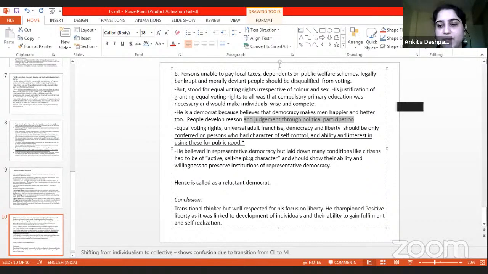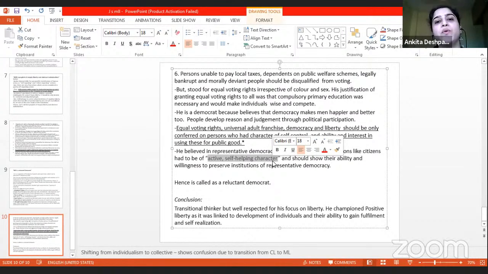So he believed in representative democracy, but laid down many conditions, like citizens have to be active and self-helping in character and should show their ability and willingness to preserve the institutions of representative democracy. Even if I'm not going to directly participate in the process of democracy, I'm going to vote. And if I'm voting as an educated person, that is the way I'm going to show that I am interested in the political process. I'm interested in whatever is happening in the state. I'm interested in knowing who's going to come and rule over me. So I have an ability, I have an interest in doing public good and acting for public good, that means for political participation, for establishing a good government.